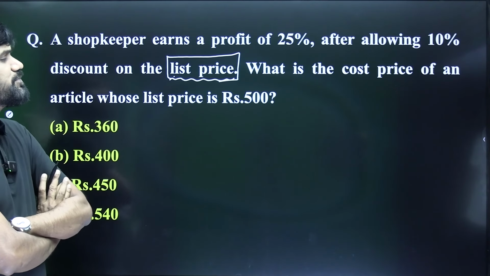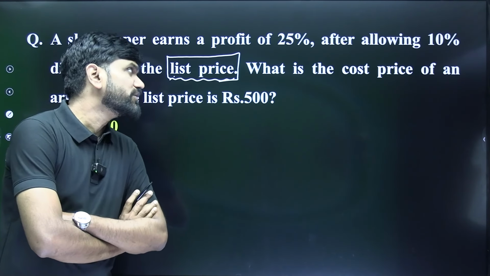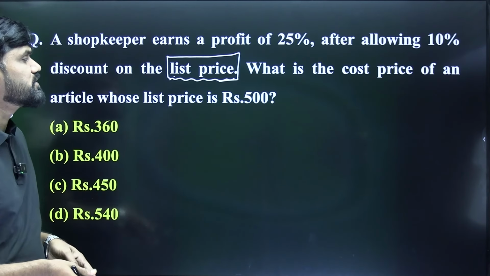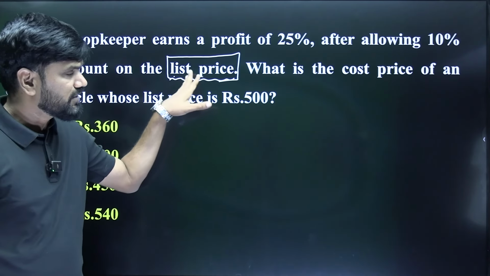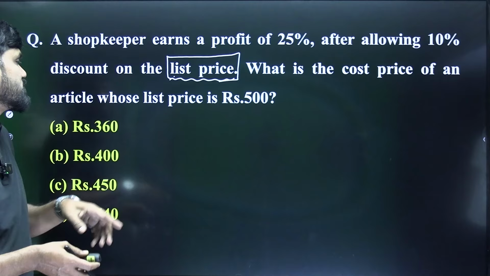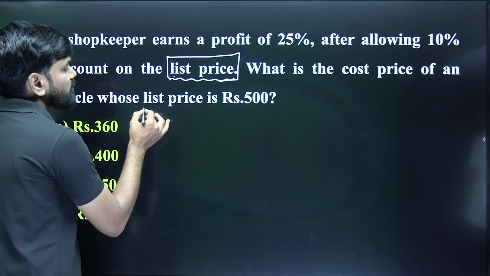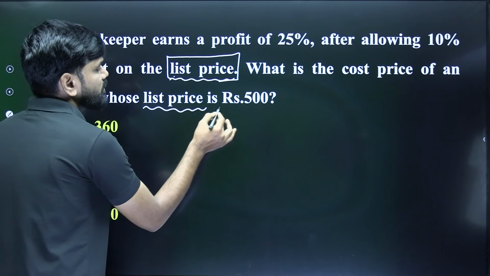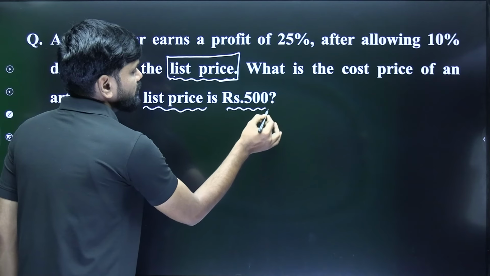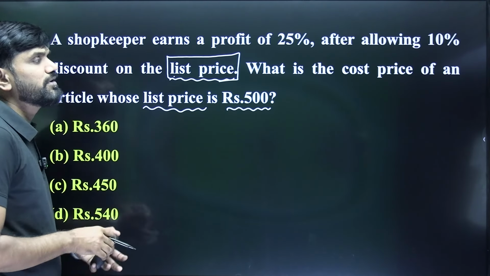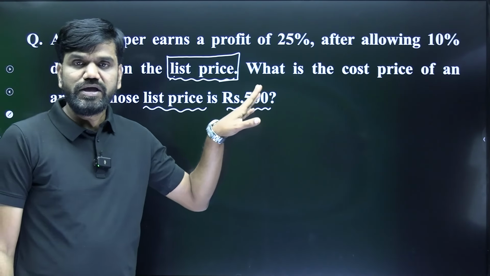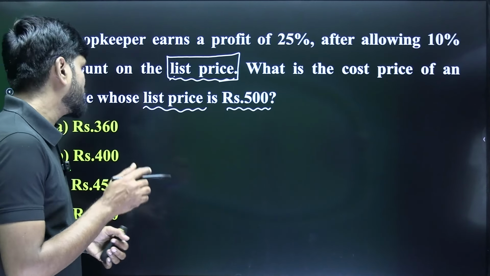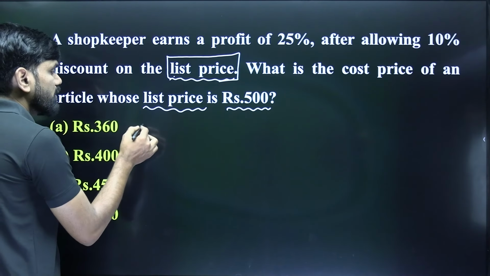A shopkeeper earns a profit of 25% after allowing 10% discount on the list price. List price is nothing but market price only. What is the cost price of an article whose list price is 500? So they have given the list price over here. Means indirectly they have given you the market price and are asking you for the cost price. So as we have already learned, we will try to establish the relation the way I have taught already.